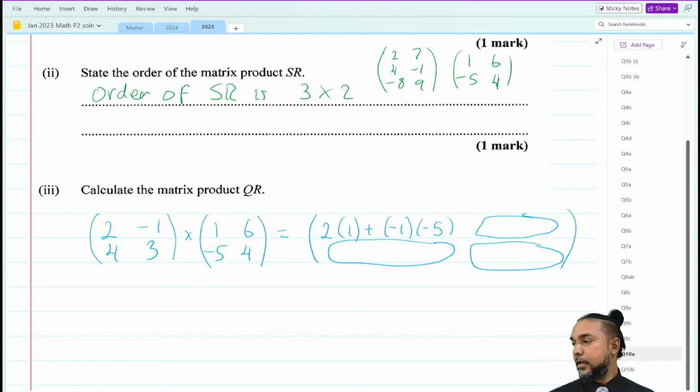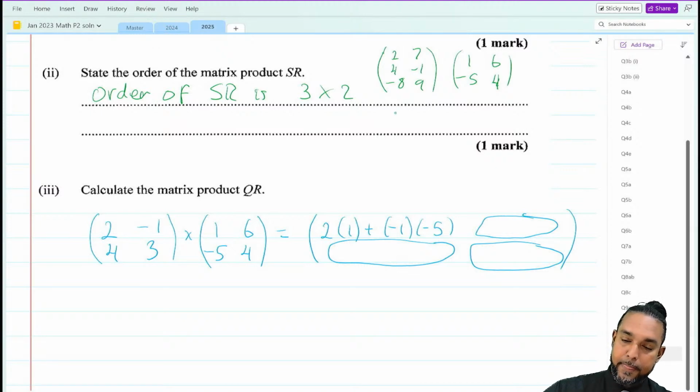So I'll give you time. Let me explain that back. This is the steady order. This matrix here is a 3 by 2 matrix. You have 3 rows and 2 columns. And here you have 2 rows and 2 columns, so that's a 2 by 2.